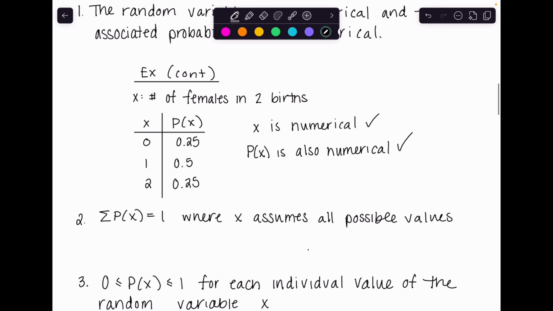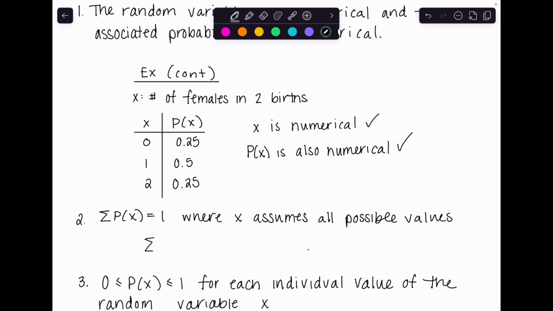The second thing you need is the sum of P of X to equal 1, where this X assumes all possible values. Basically, all that's stating is your probabilities better add up to 1. It better be every scenario possible. It shouldn't add up to 0.75 because then 25% of your data is missing. So what situation is not accounted for? And then with rounding, of course, it might be 0.999 or it might go a little bit over. That's not the end of the world, but it should be very, very close to 1.